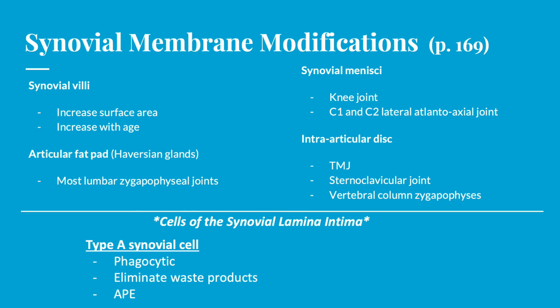Our terrible mnemonic is APE, or some people say type A is for eight, because cytosing is eating. So APE: type A, phagocytic, and eliminates waste products, which kind of go hand in hand. If you remember type A, 8, then that could work too. And type B, BPH: protein rich, maybe B for buff, and it's going to create hyaluronic acid, which is part of your lubrication.